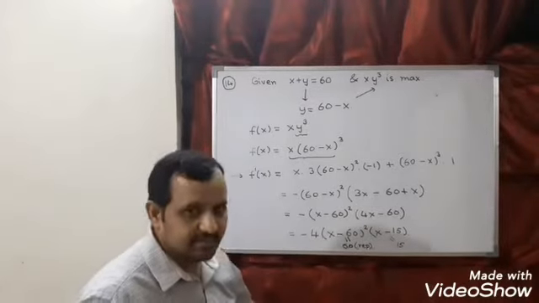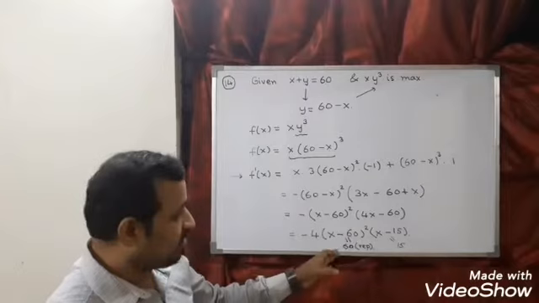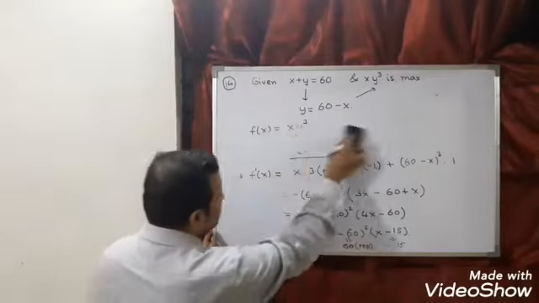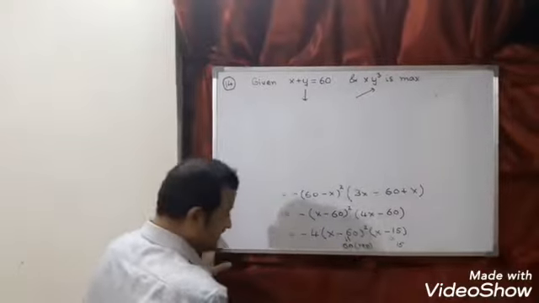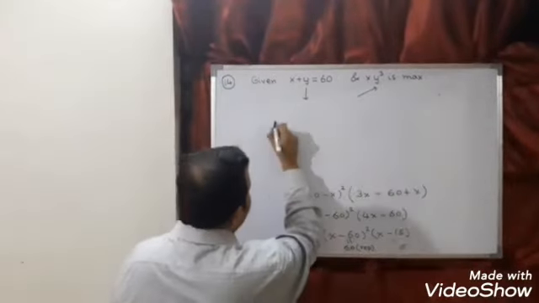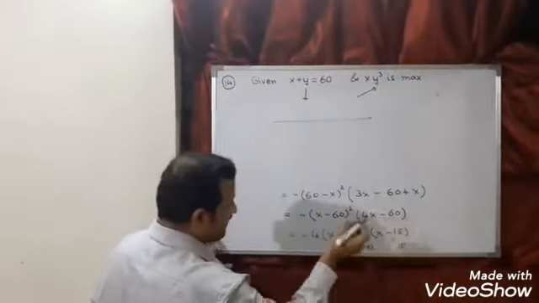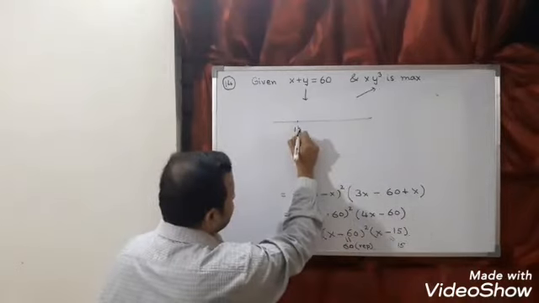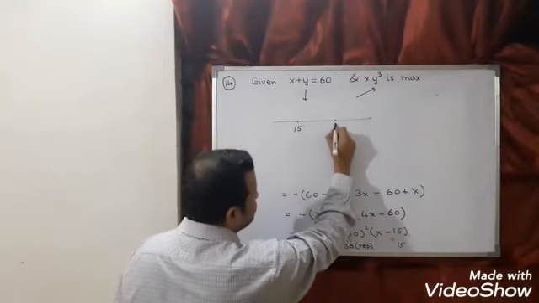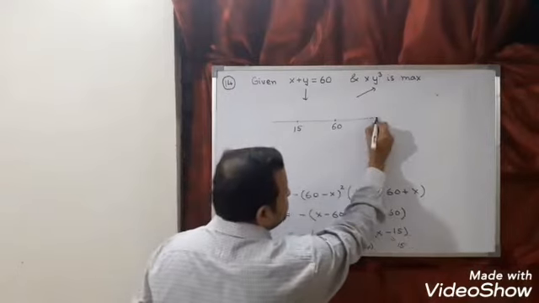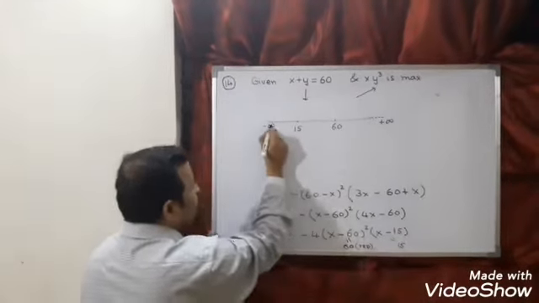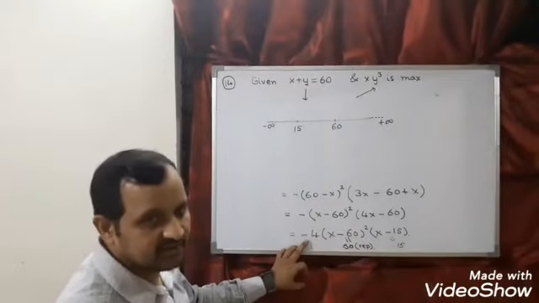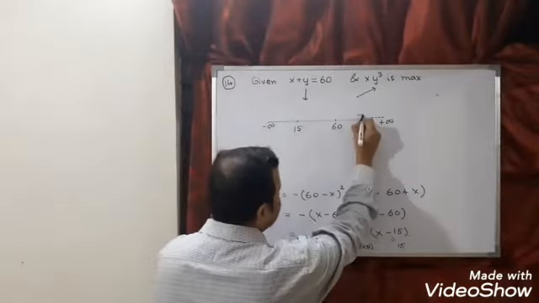So what is the next step? Plot all the critical points on the number line in increasing order. In increasing order. So here I can say, tell me, one point is 15. Second point is 60. And this I can say plus infinity. And this I can say minus infinity. What is the outside sign? Minus. So here minus will come.